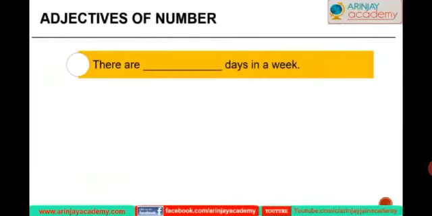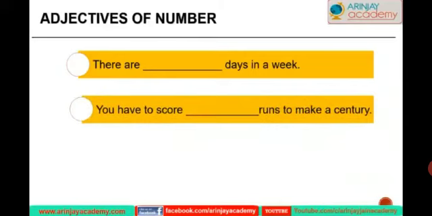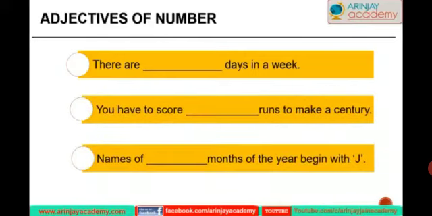Now, adjectives of number. It's very simple. There are 7 days in a week. This is the adjective of number. You have to score 100 runs to make a century. This is an adjective of number. Three months of the year begin with J. So, these are all examples of adjectives of number.